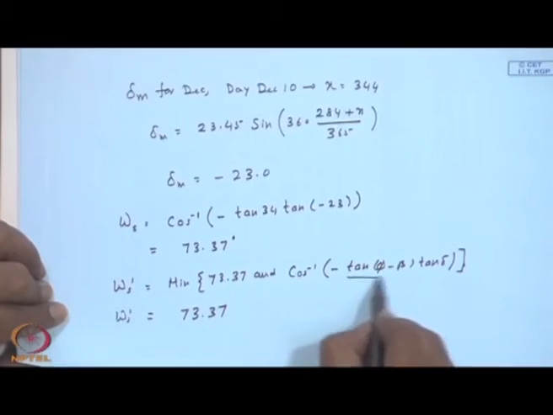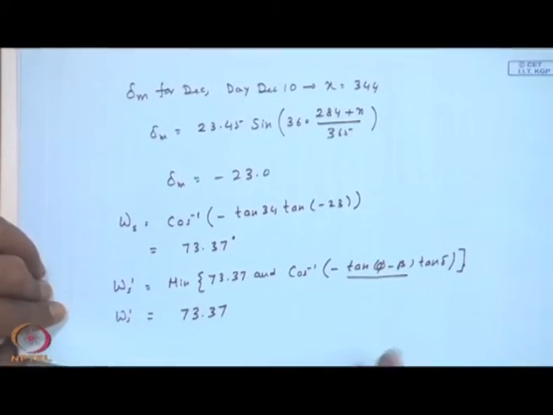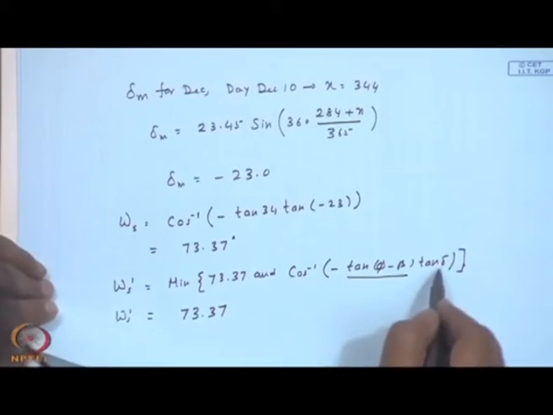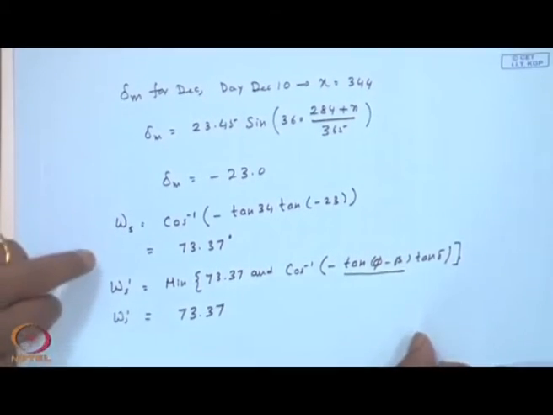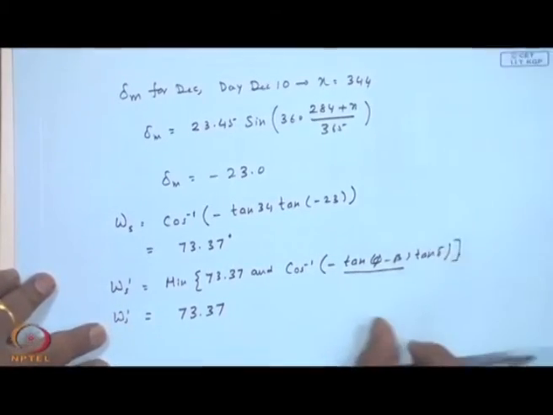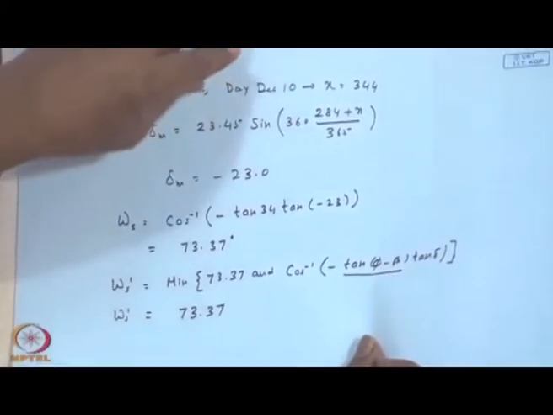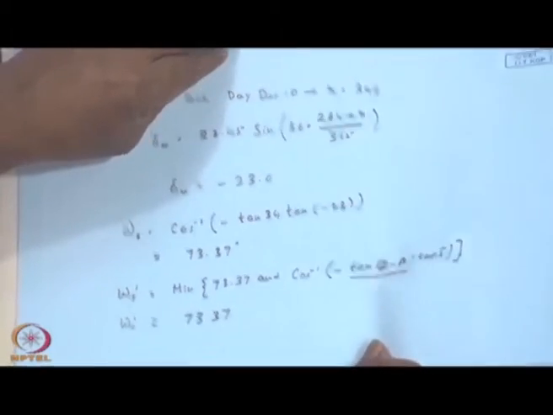We have argued that in the northern hemisphere in winter months omega s dash will be limited to omega s, 73.37. So, you can make out tan phi minus beta will be a smaller number with a negative sign, and this being negative it will become a larger number. So, omega s dash will always be omega s in winter or delta negative months in the northern hemisphere.